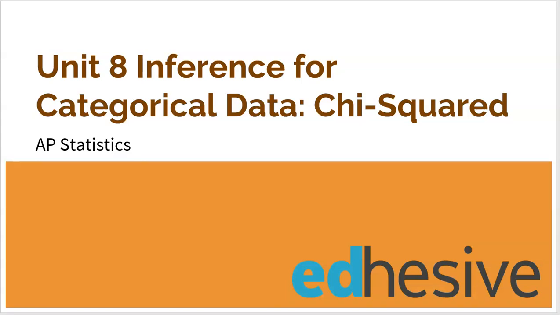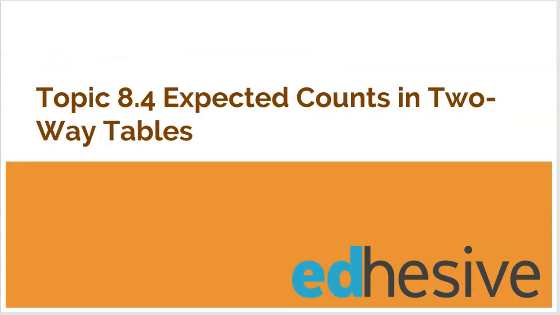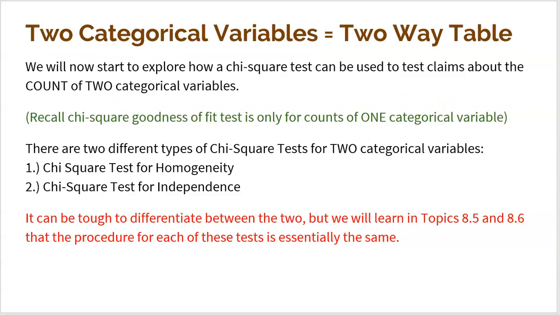Welcome to Unit 8, Inference for Categorical Data, Chi-Squared. This is topic 8.4, Expected Counts in Two-Way Tables. So let's talk about what this video is all about.